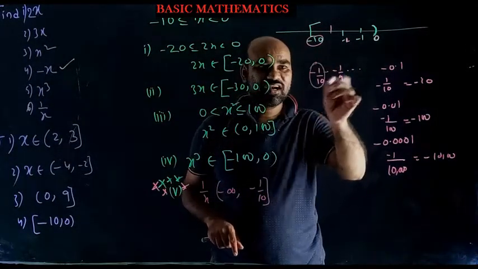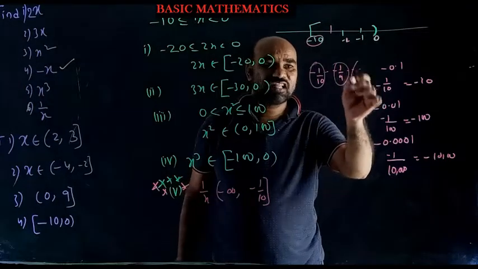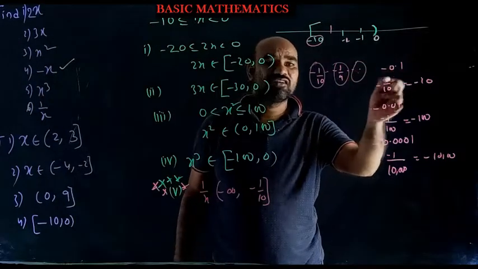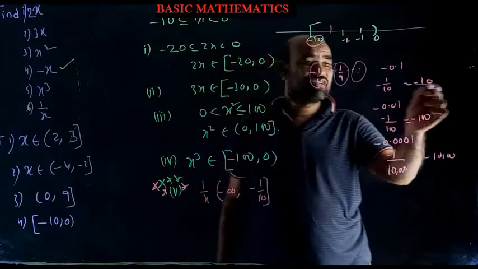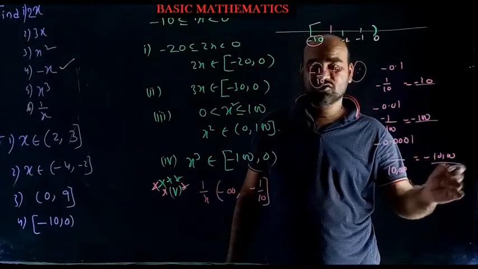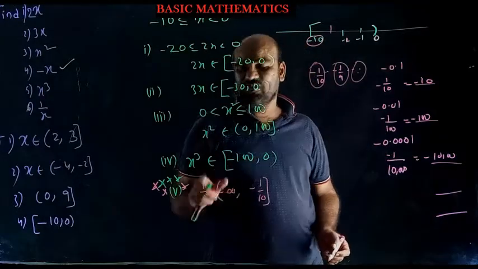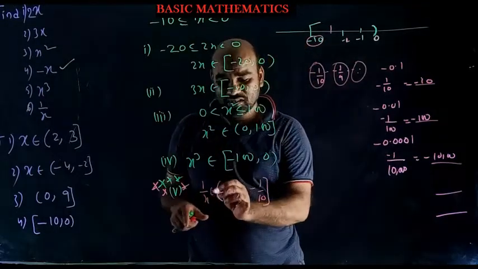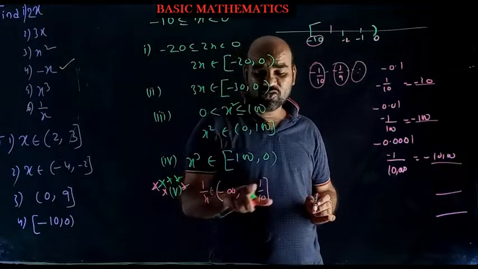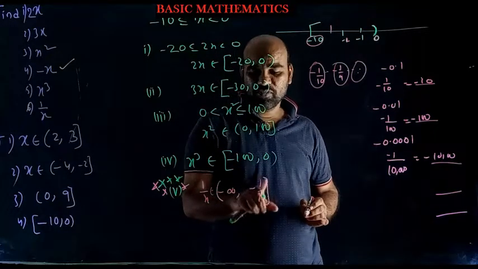Minus 1 by 10 is greater than minus 1 by 9, and so on. So what happened? Minus 10 will be minus 100, minus 1000, minus 1 lakh, minus 1 crore. Like that, we can't find a minimum value of 1 by x. So that's why 1 by x belongs to minus infinity to minus 1 by 10, with minus 1 by 10 closed.